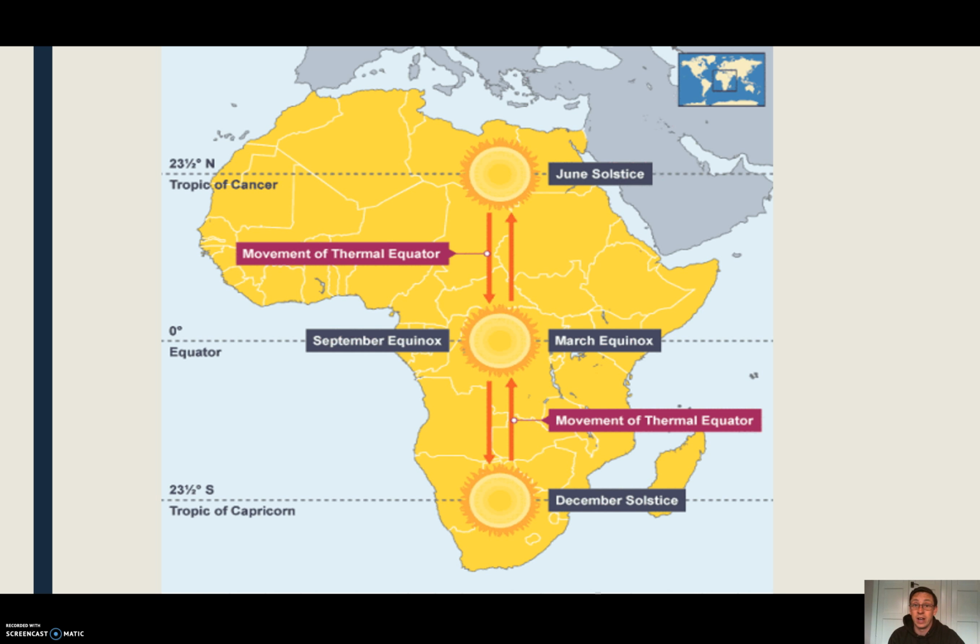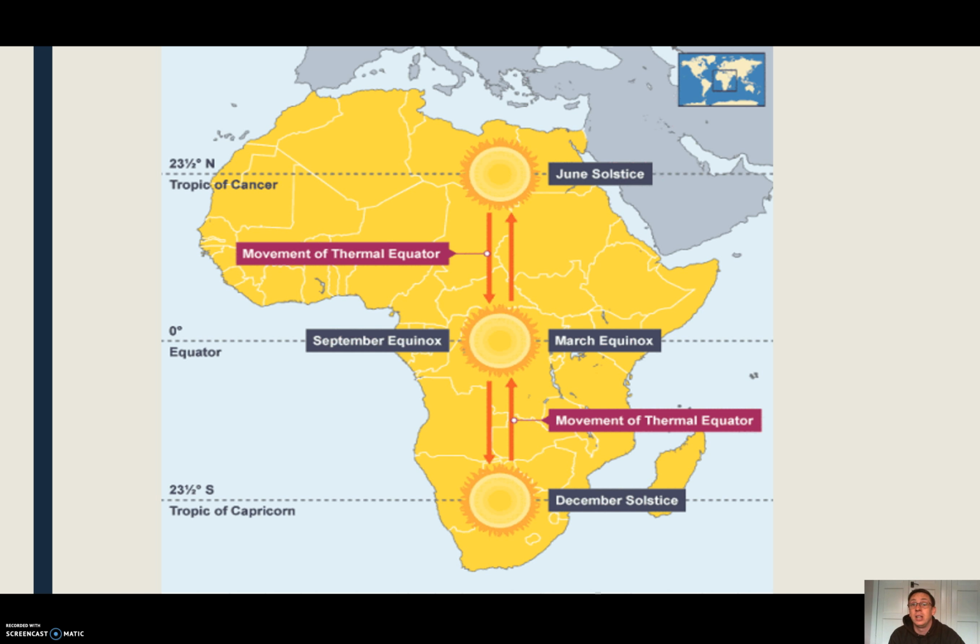Now, what we're going to be looking at in today's video is the impact that the ITCZ has over Africa. So first we've got this image here, which is just to give you an idea of the extent of movement that we can have with the thermal equator over the course of the year. So if we look at the September-March equinoxes, the thermal equator is more or less directly over the actual equator.